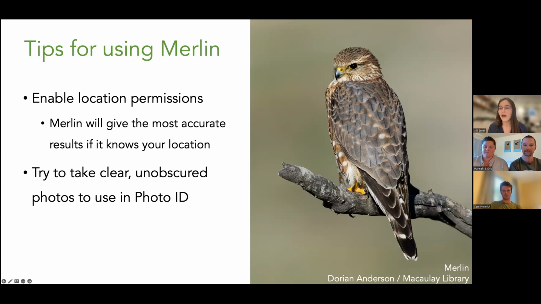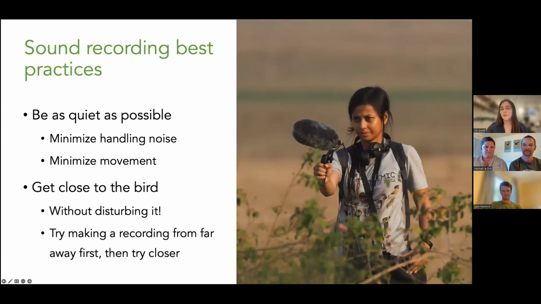When you're using photo ID, I know this isn't always possible, especially because birds are tiny and fast and often very far away from you, but trying to get the most clear and unobscured photo possible to use in photo ID will definitely bump up the accuracy there. And when you're recording sounds, whether that's with Merlin or with a microphone, really any way that you're recording, these tips really apply in any case. So the two most important things to do when you're recording are to be as quiet as possible and to get as close to the bird as possible. And there are some other important tips in here as well.